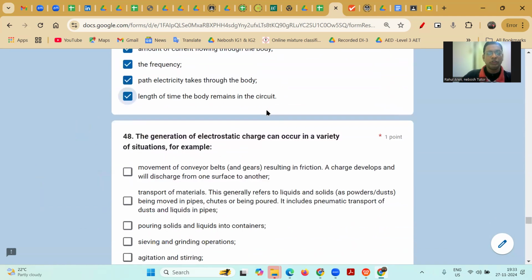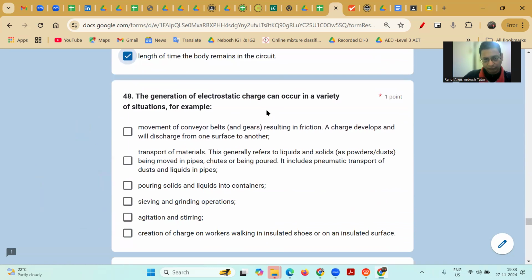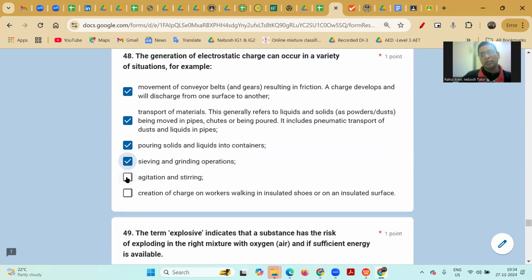Now we see the generation of electrostatic charge can occur in a variety of situations. So in what conditions can electrostatic charge generate? Like in the movement of conveyor belts resulting in friction, then charge develops. Transport of material generally refers to liquids and solids moved in pipes, chutes, and being poured. Pouring solids and liquids into containers, sieving and grinding operations, agitation and stirring, creation of charge on workers walking in insulated shoes or on an insulated surface.